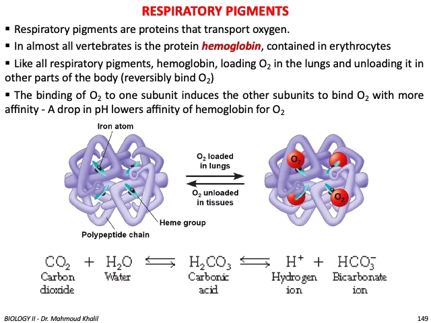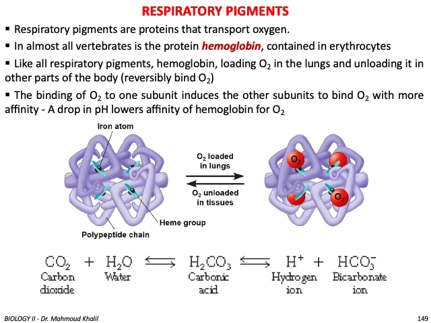So what is a respiratory pigment? Respiratory pigments are proteins that transport oxygen. In almost all vertebrates it is a protein called hemoglobin, which is contained in erythrocytes. Like all respiratory pigments, hemoglobin loads oxygen in the lungs and unloads it in other parts of the body, so it can reversibly bind to oxygen. The binding of oxygen to one subunit induces the other subunits to bind oxygen with more affinity, and any drop in pH lowers the affinity of hemoglobin for oxygen.